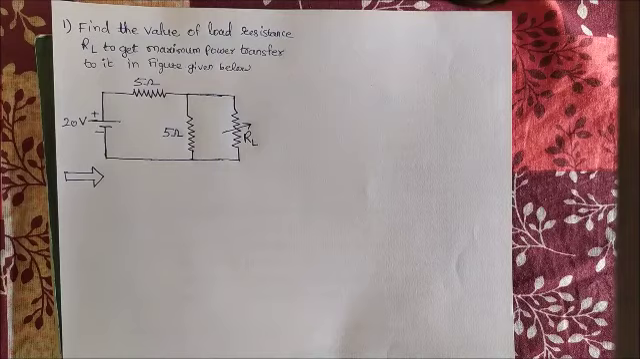In the last lecture, we discussed the maximum power transfer theorem, and we learned that the formula to calculate the maximum power is VOC square divided by 4RL. That is your formula for maximum power.